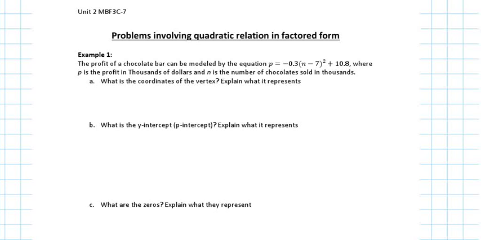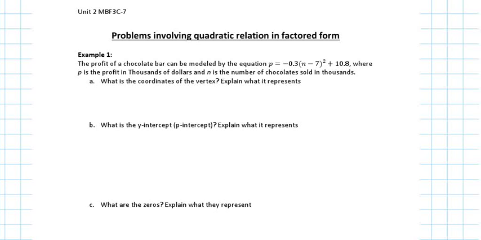So we're going to solve word problems because we learn all of this so we can solve word problems, right? So the profit of a chocolate bar can be modeled by the equation P equals negative 0.3 (n minus 7) squared plus 10.8, where P is the profit in thousands of dollars and n is the number of chocolates sold in thousands.